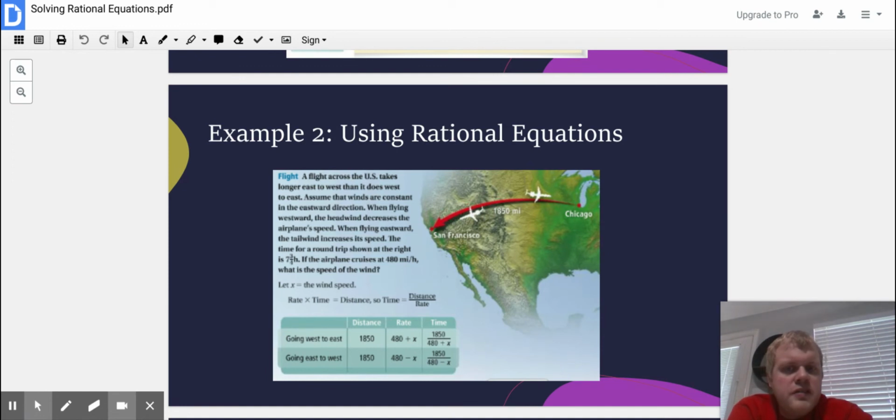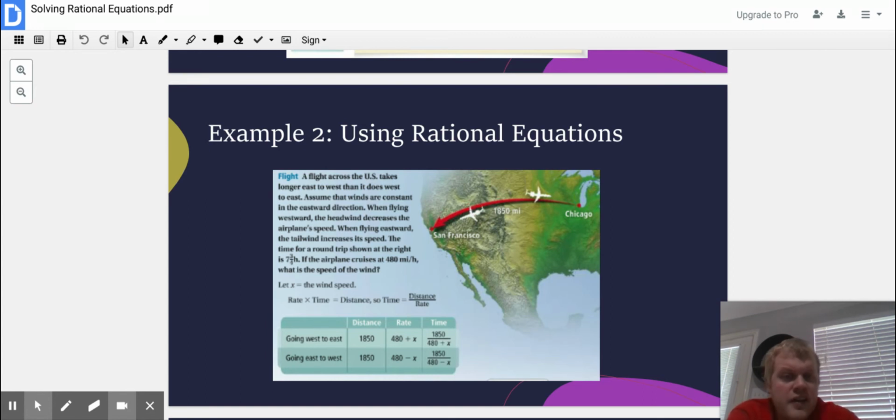So a flight across the U.S. takes longer east to west than it does west to east. Assume that winds are constant in the eastward direction. When flying westward, the headwind decreases the airplane's speed. So when flying eastward, the tailwind increases its speed. The time for a round trip shown at the right is 7 3/4 hours. If the airplane cruises at 480 miles per hour, what is the speed of the wind?